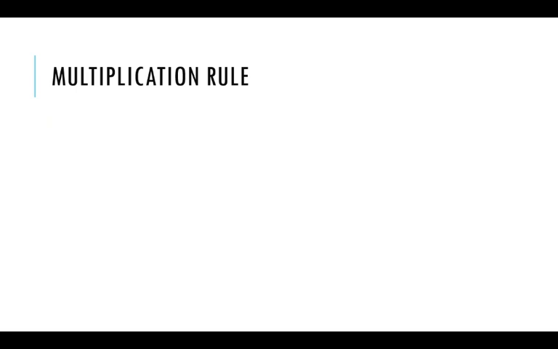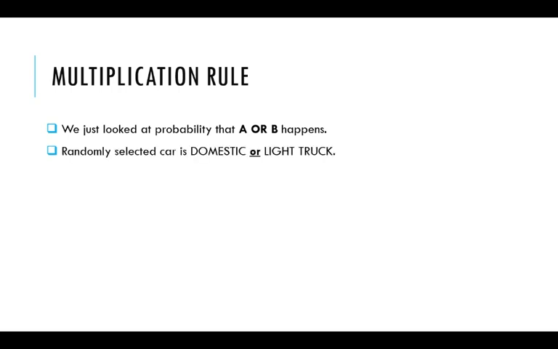All right, so let's move to our multiplication rule for probability. We just looked at the probability that A or B happened, right? We looked at a randomly selected car and we wanted to know the probability that it was domestic or a light truck. So what did we do to make that calculation? We used that additive probability, but that was for or.